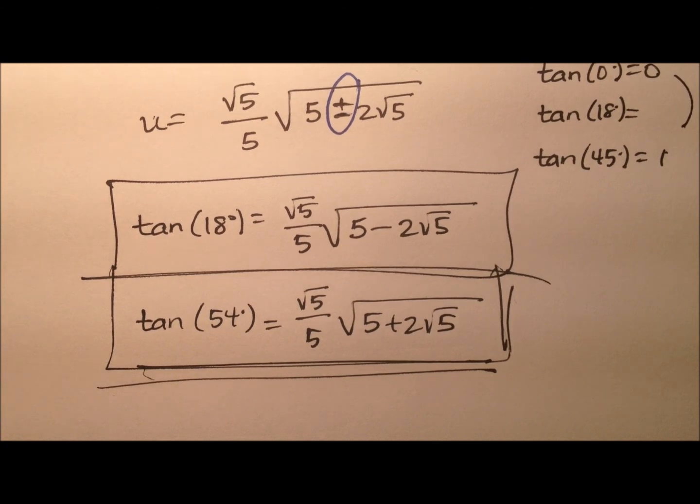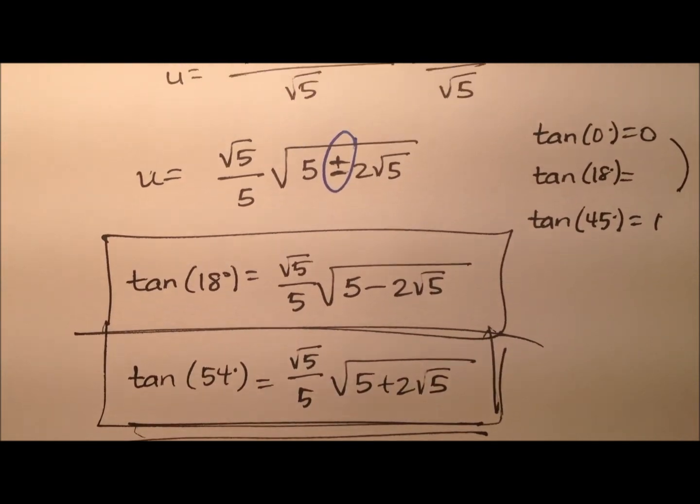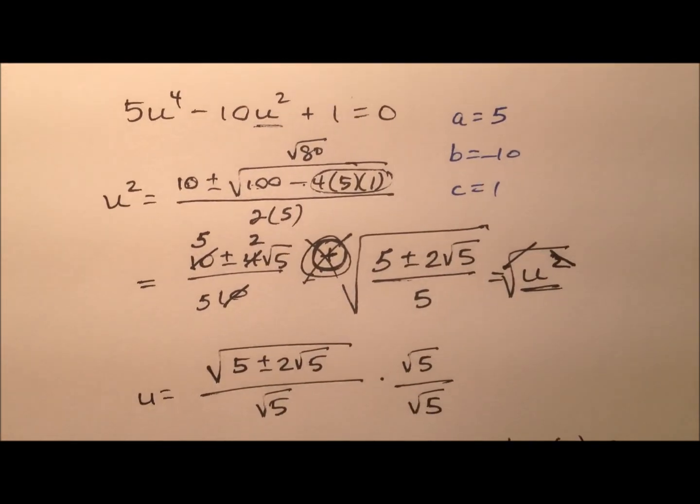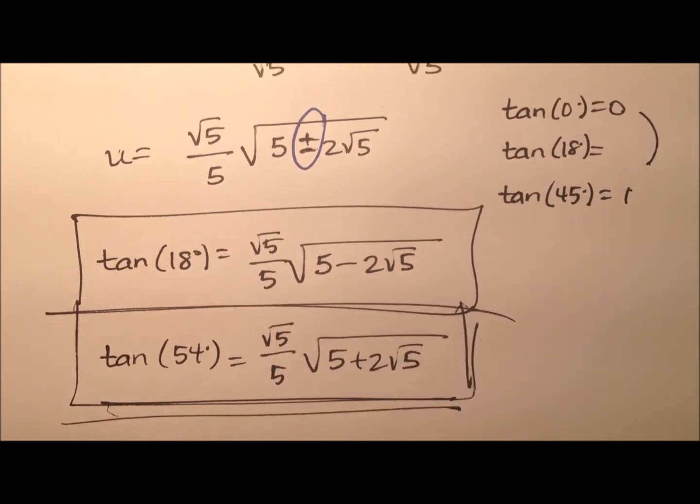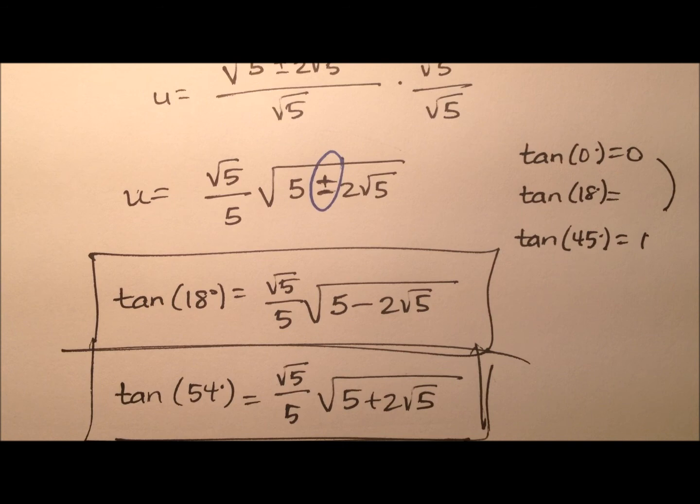So here we go, kind of a long process, pretty algebra heavy in those middle steps there. But we were able to get that polynomial equation. That was really nice, and we solved it using the quadratic formula. And we found the exact value for both the tangent of 18 degrees and the tangent of 54 degrees.